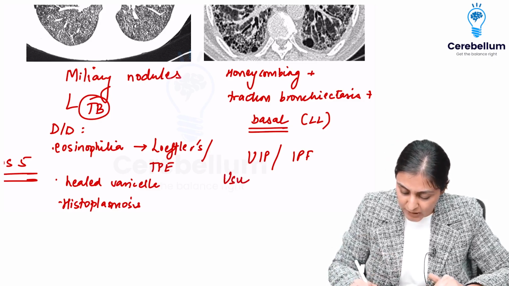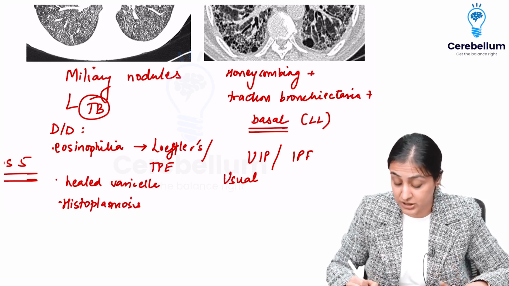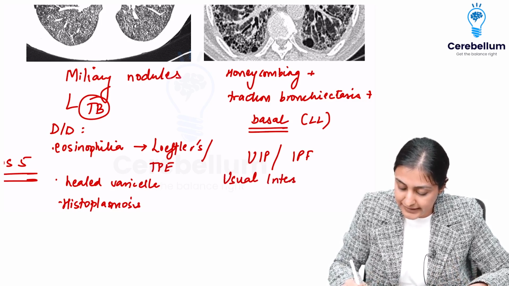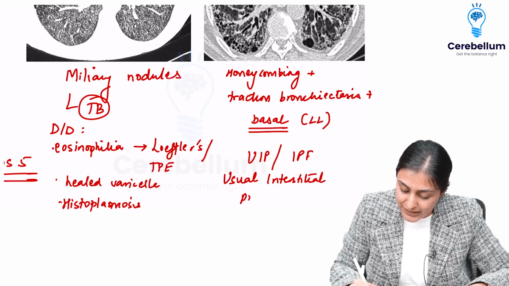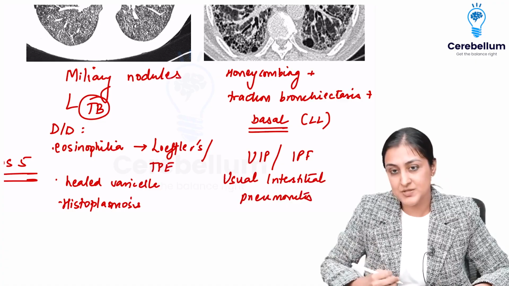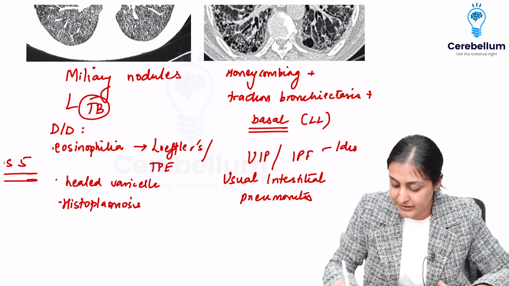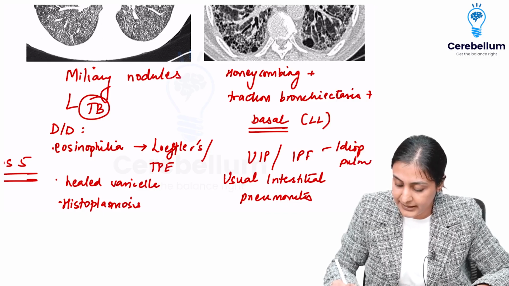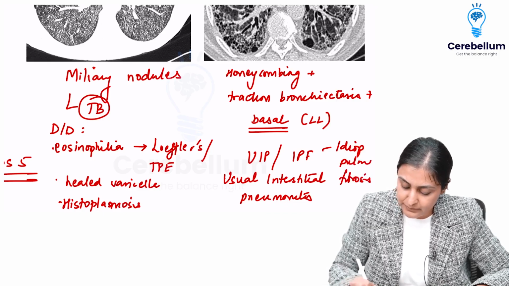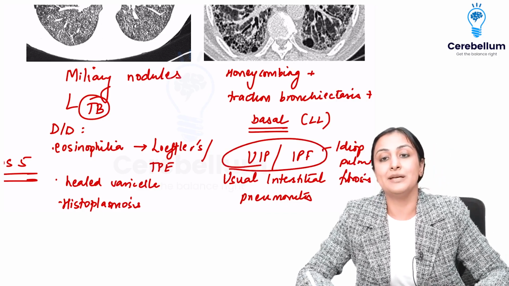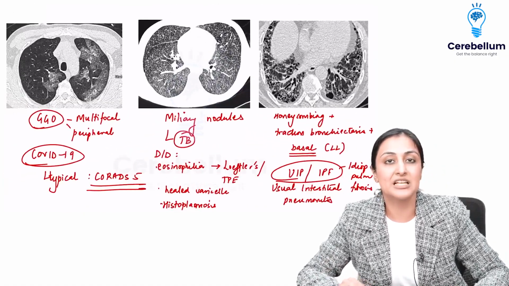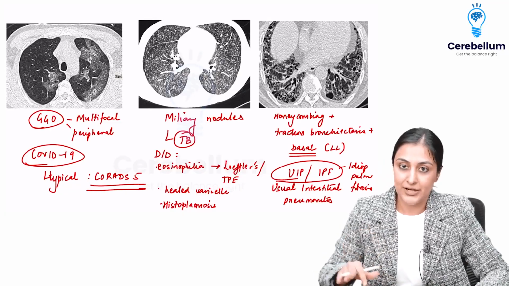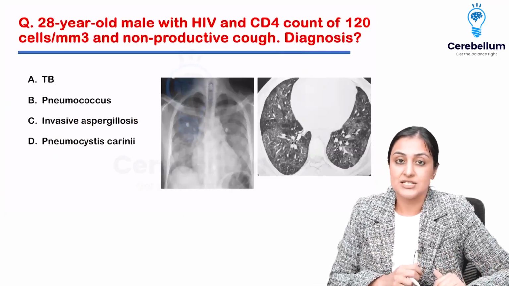UIP is the clinical radiological diagnosis, usual interstitial pneumonitis. Pathological counterpart of the same, both are synonymous, is IPF, meaning idiopathic pulmonary fibrosis. So just remember the short forms UIP or IPF. The hallmark is honeycombing, right? Moving on to the last HRCT that you need to know.